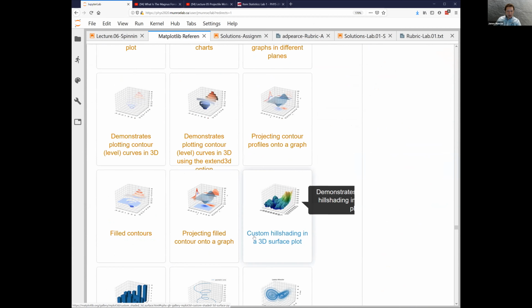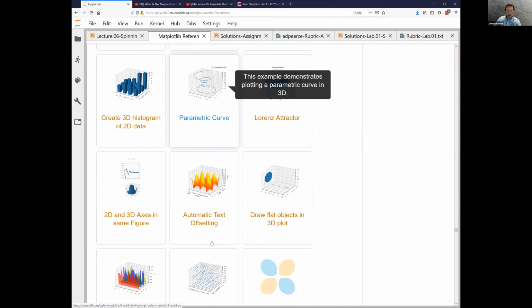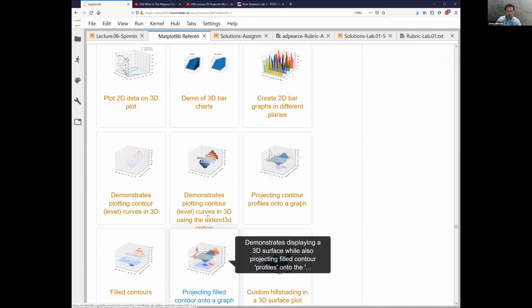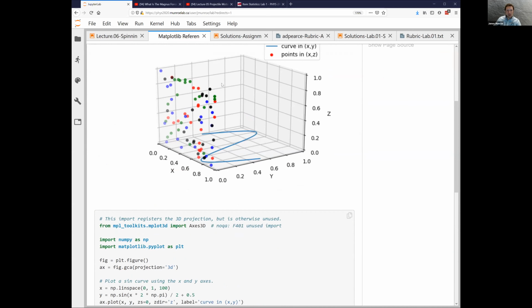There's some 3D plots. I wanted to do a curve that was in space. I learned that it's called a parametric curve. I did that. And then I wanted to figure out how to draw it on the sides. So I looked at the different options and I saw this one right here and went, plot 2D data on a 3D plot. So there's an example of plotting dots with a curve.